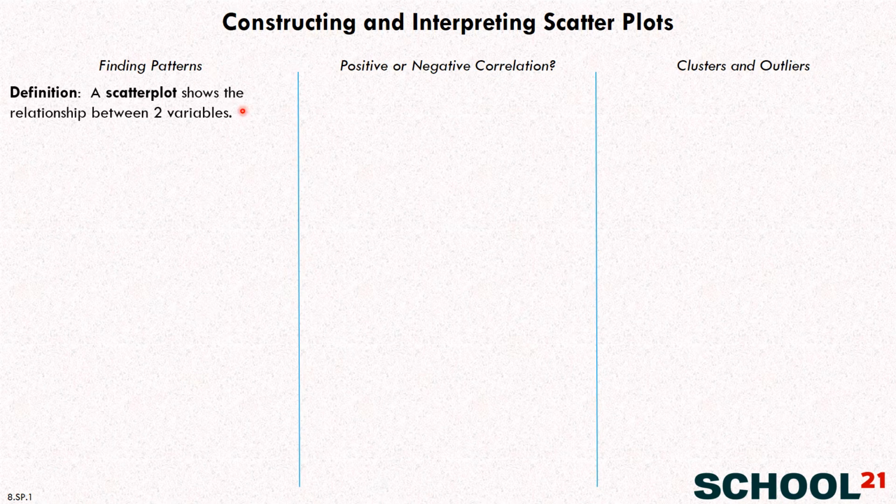So a scatter plot shows the relationship between two variables. You're going to see a graph that's on a coordinate plane. It's going to have a whole bunch of dots there that show the relationship between the two variables. To make this real, let's look at a specific example.